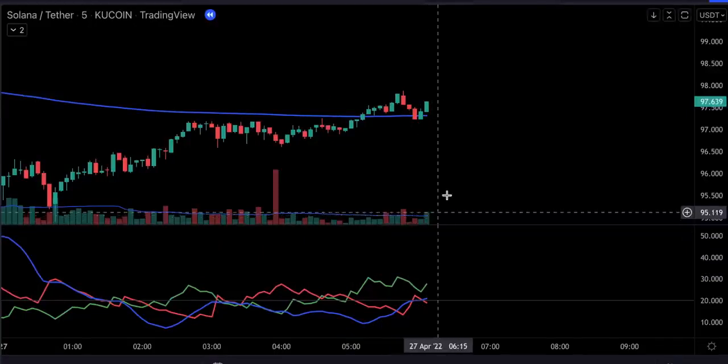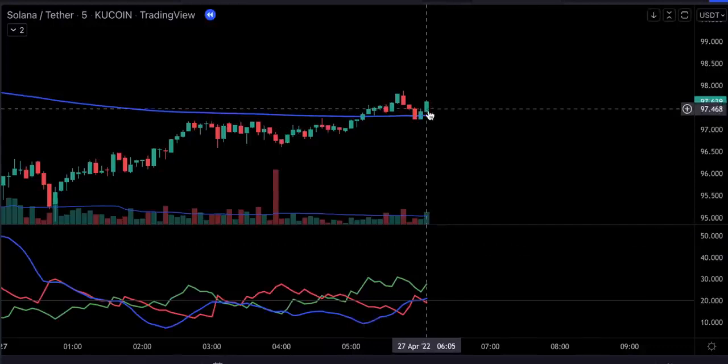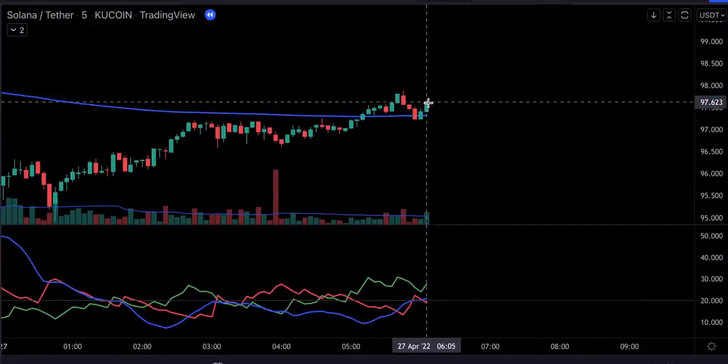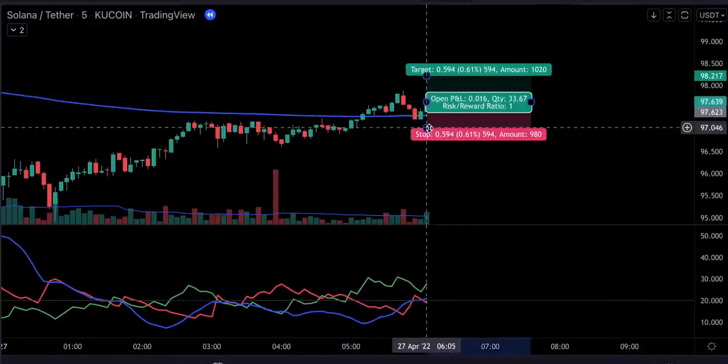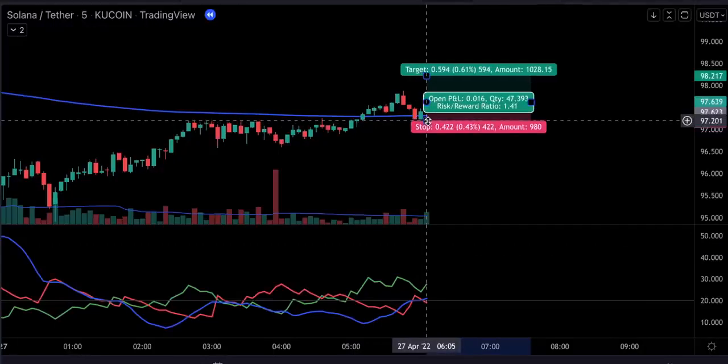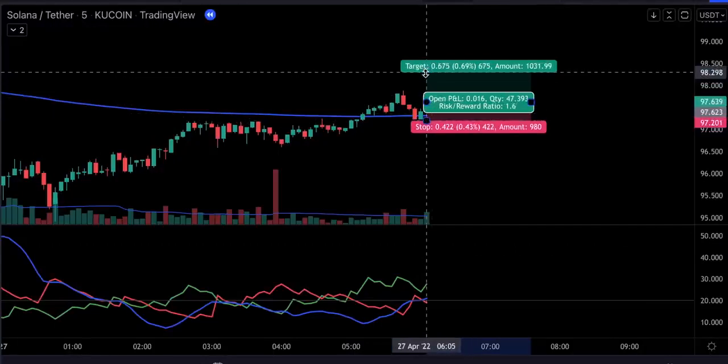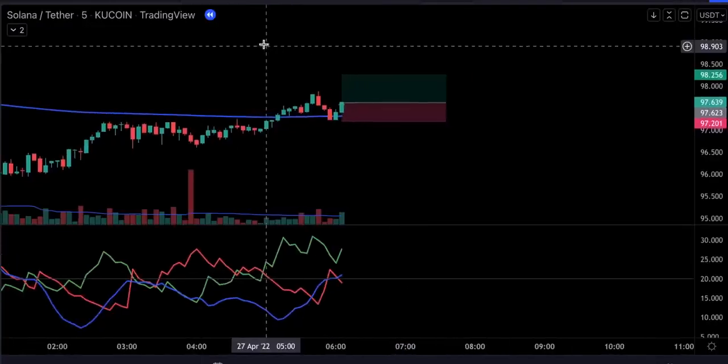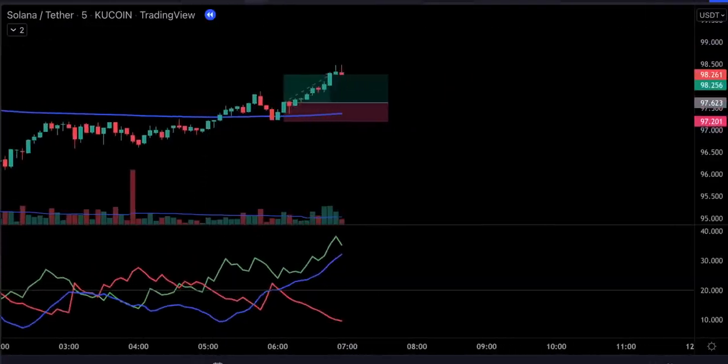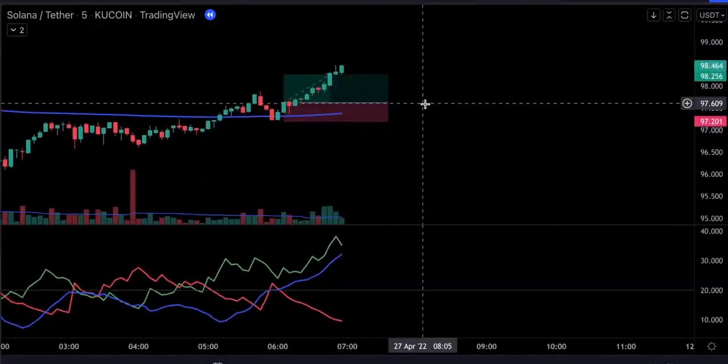Okay, so we see all our conditions are met, and this is going to be our trigger candlestick. So we will take a long position, set our stop loss at the recent swing low, and target 1.5 times the risk. Okay, so we see this trade turned out to be successful.